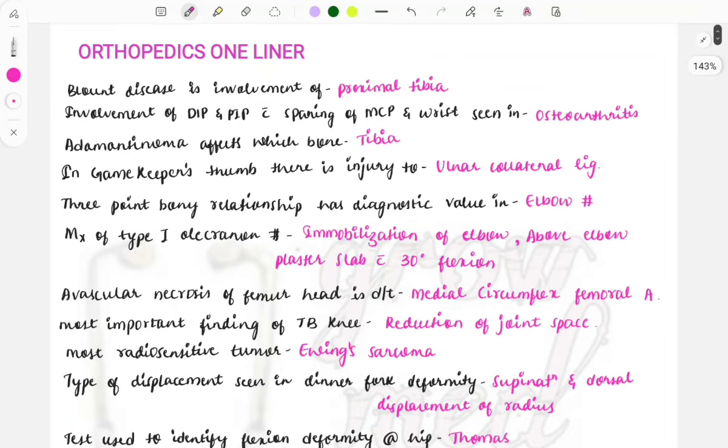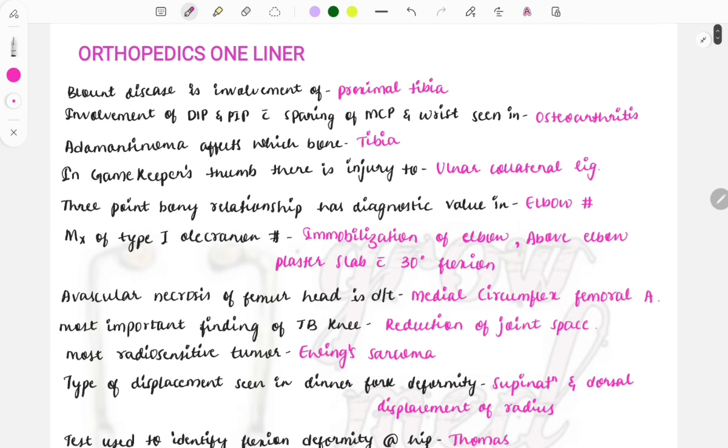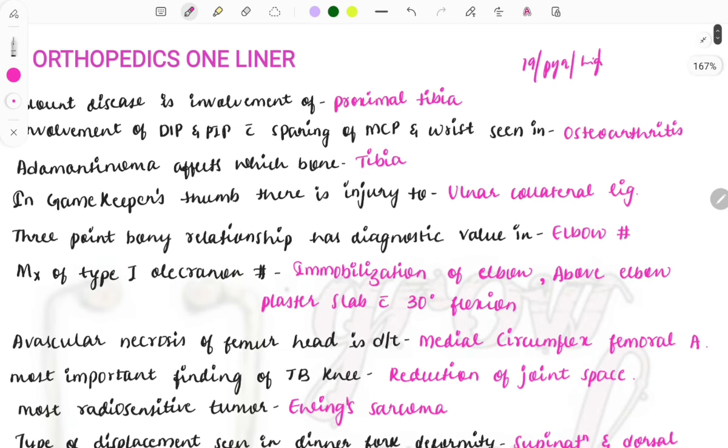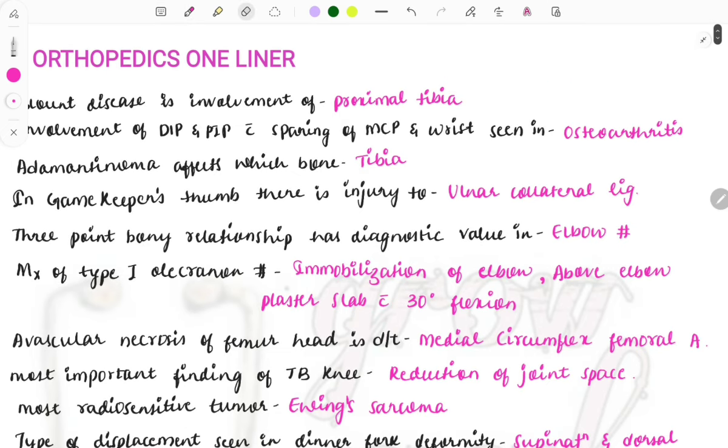So welcome back to another session where we will be discussing some important one-liners from orthopedics. As the exam is near and you have a lot of work to do, like revising the whole 19 subjects, then looking at the previous year questions and the high yield topics, it becomes very hectic. So here I am to reduce your work and to make it easier.